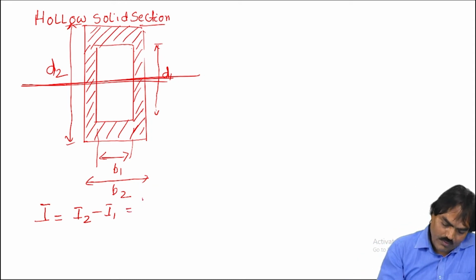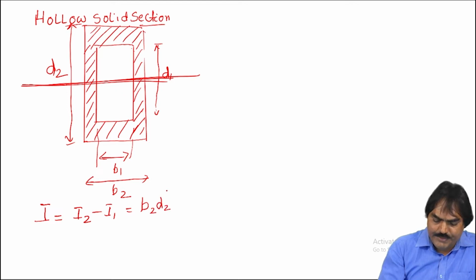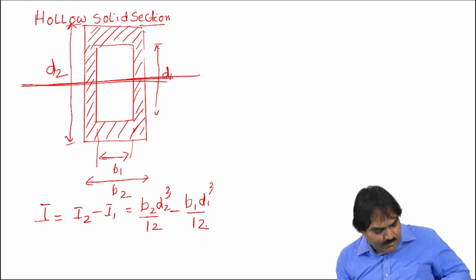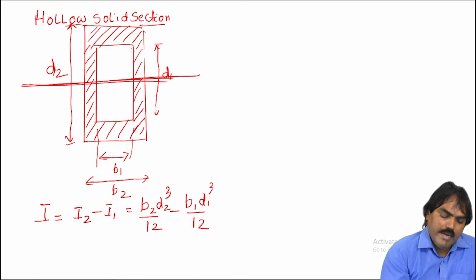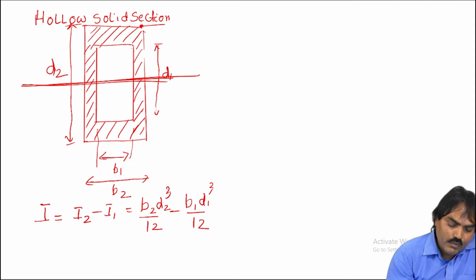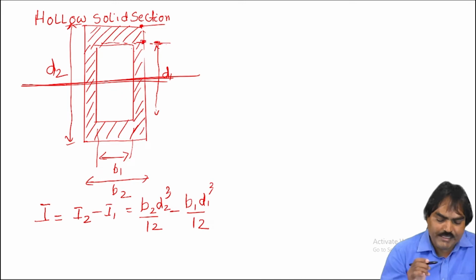That is I2, B2 D2 cube by 12 minus B1 D1 cube by 12. So once we find the moment of inertia, at the top layer we'll have a stress. This is the maximum bending stress. So here the material is there. So at this distance we'll have a minimum bending stress.